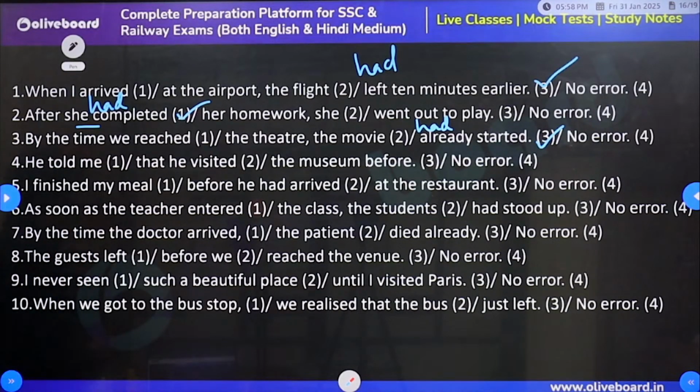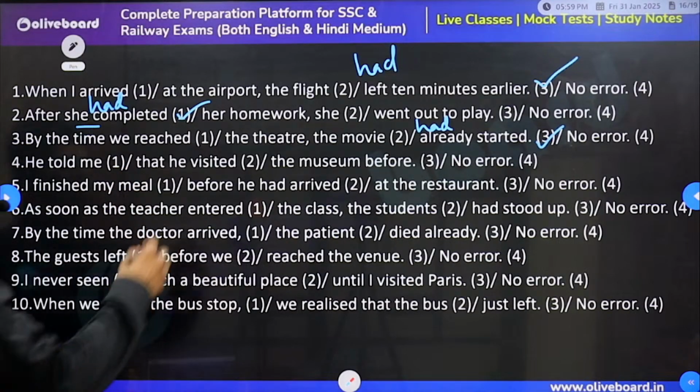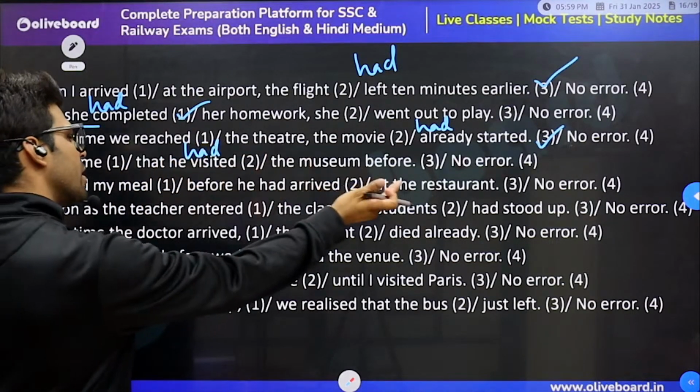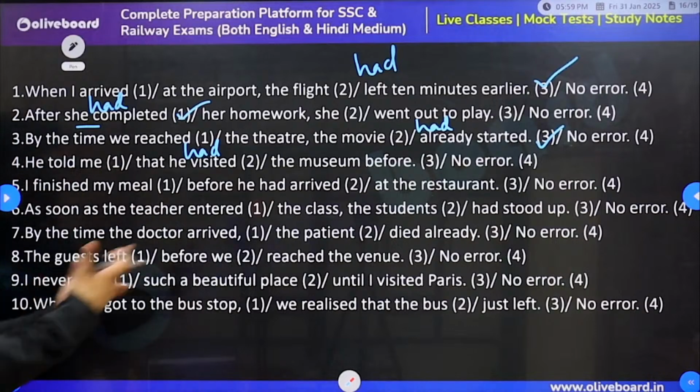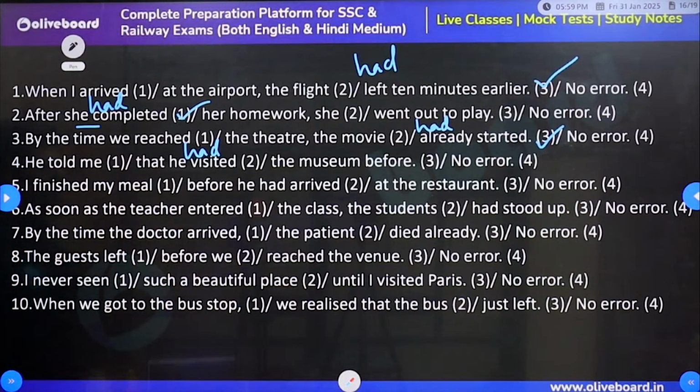Great, Neha, for the sixth one. That wasn't that easy, wasn't a typical or a common one. Great, to be honest. He told me that he visited the museum before. Pradeep, he had visited the museum before. He told me, but he had visited before. I finished my meal before he had arrived.